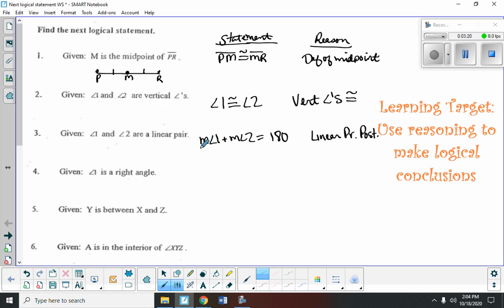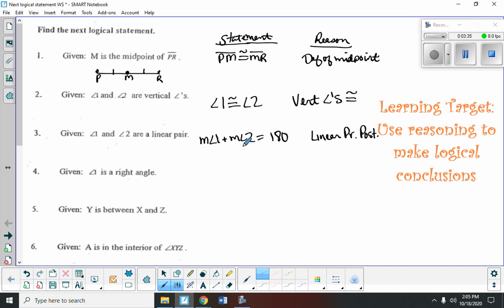Or you could also say that angle 1 and angle 2 are supplementary, and if they're supplementary, then you could go on to say that they add up to 180. But because they're a linear pair, it tells you right there that they add up to 180. I would go with that.